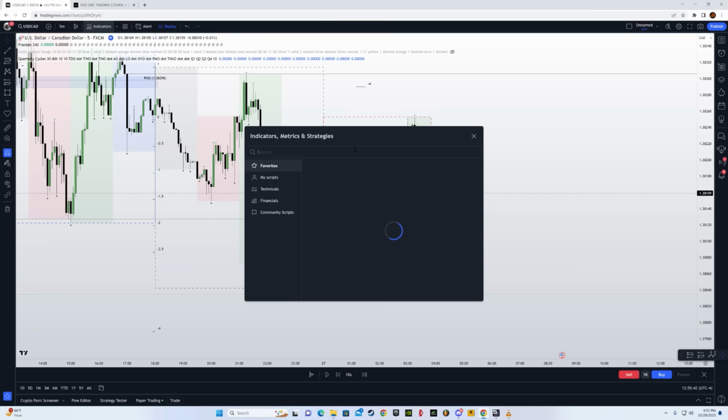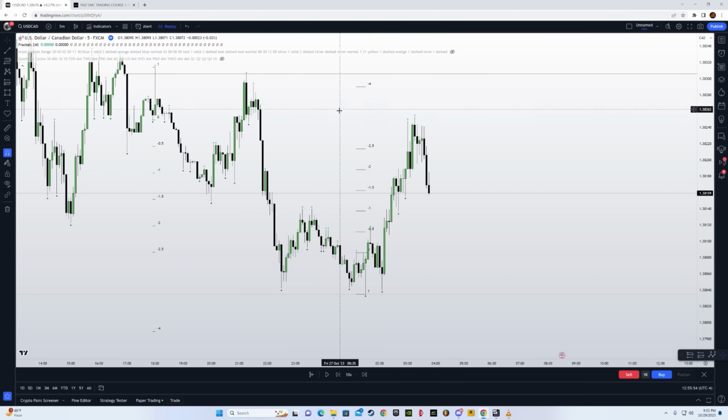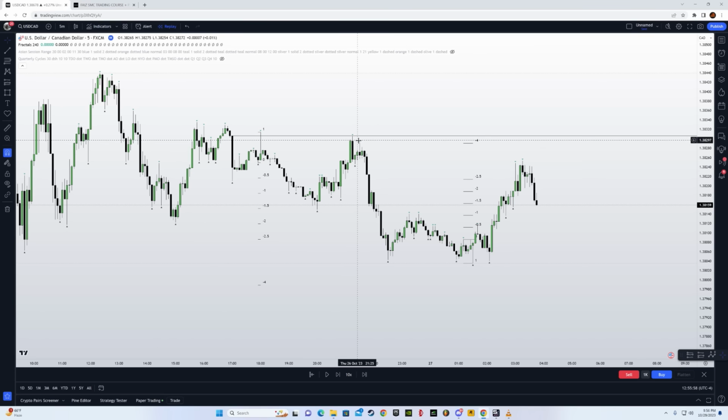Let me go to the indicators. You can type in quarterly theory, and it should be by this one, or you can even use this one. Let me disable this. So yeah, that's pretty easy, guys. You first have to measure the manipulation move, right? And then you look for reversals, then you look for your entries, and that is daily power of 3, okay? So yeah, let's move on to the next example now.